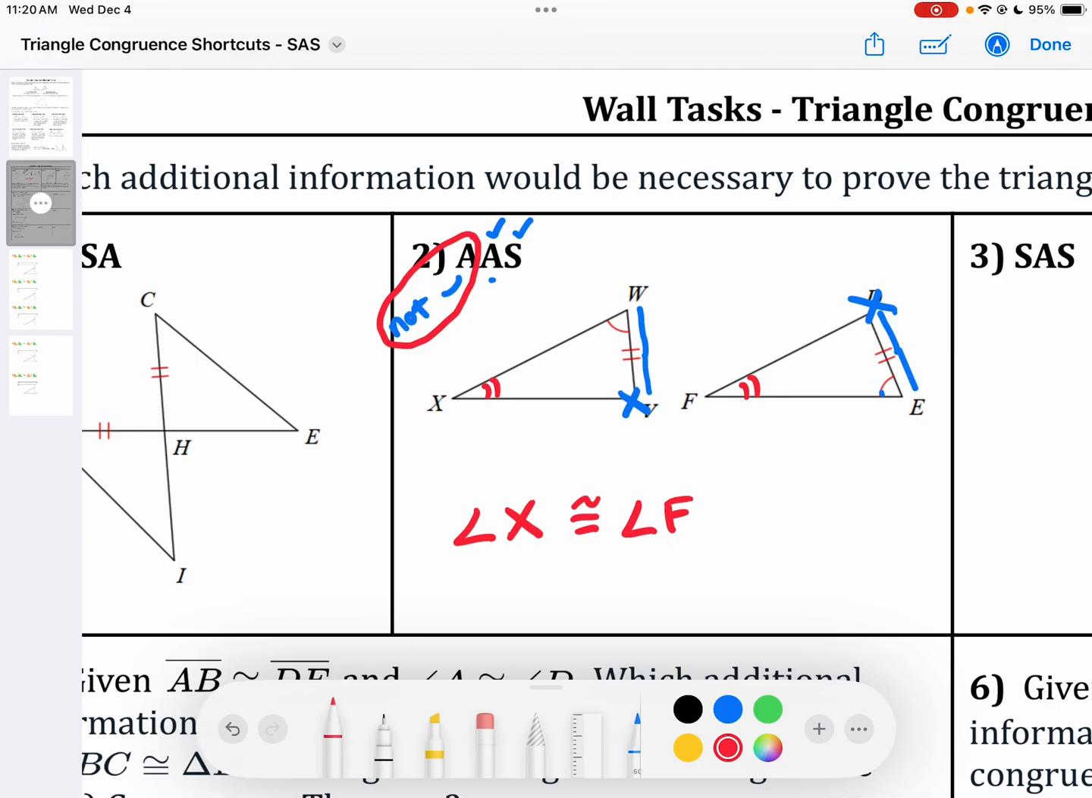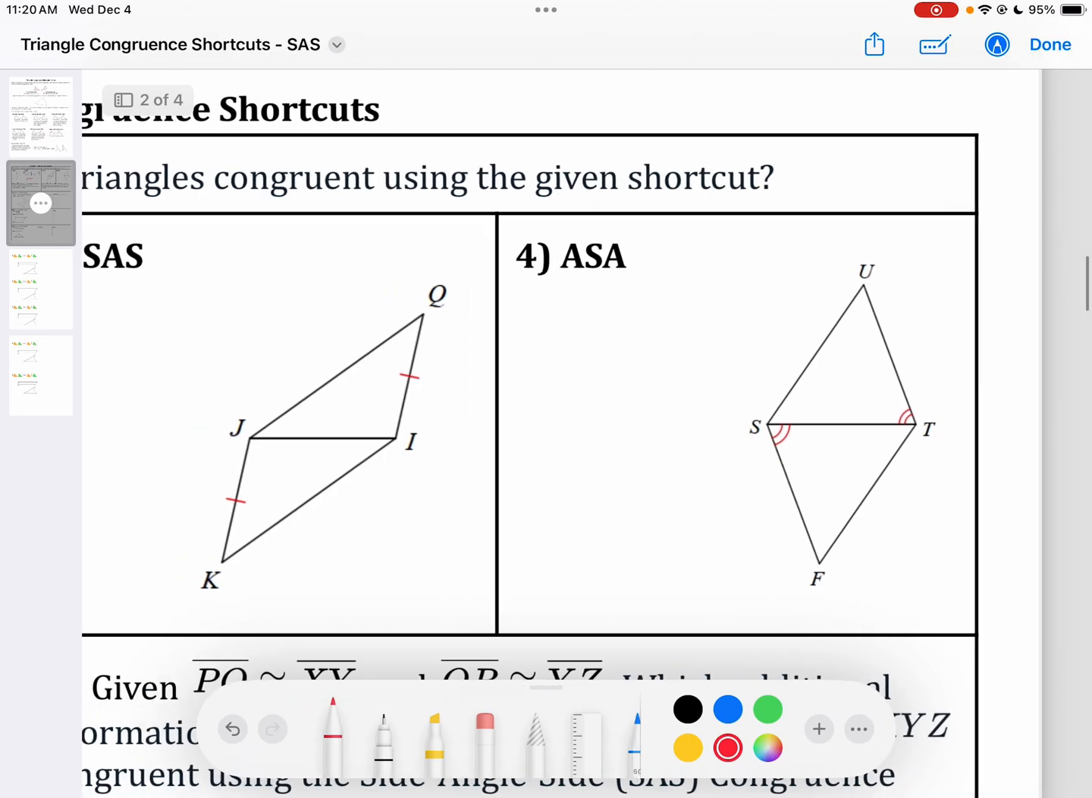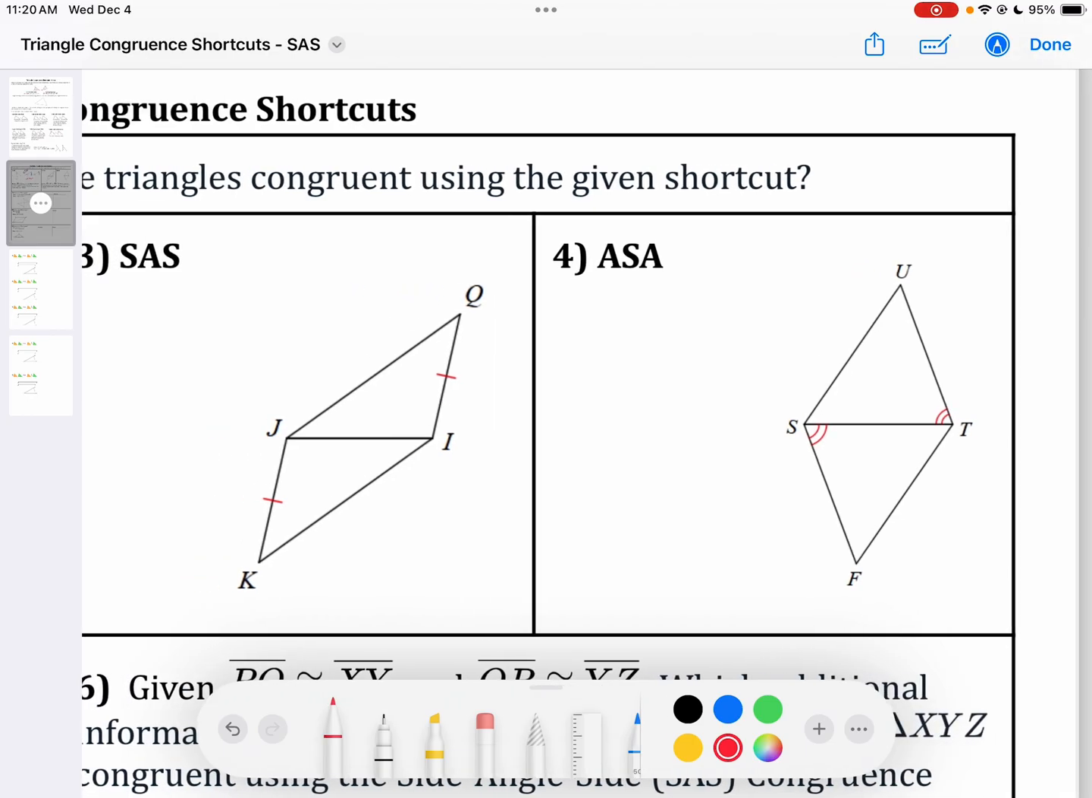Okay, we're going to zoom on over to number 4. And here we want angle, side, angle. So we have this angle here, angle FST, is congruent to this angle. 2 arcs go with 2 arcs. So that's angle UTS. So I have one of the angles. Now, both of the angles are connected to the side, so it doesn't matter. I've got one of them.